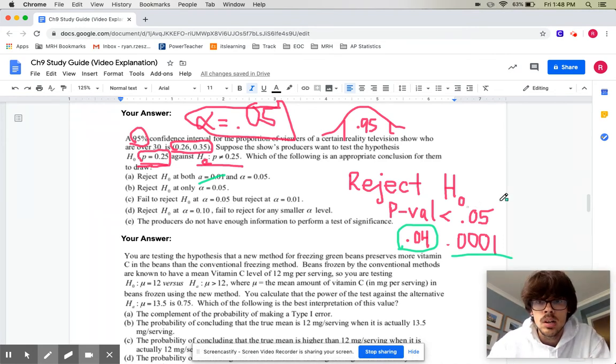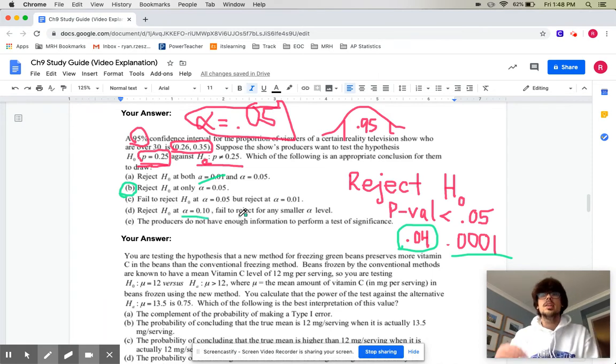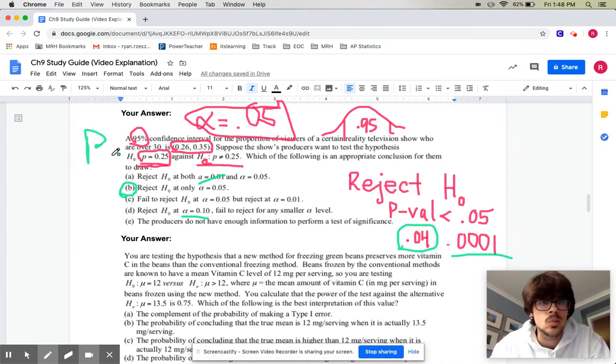All we know is that it's under 0.05, which means the only conclusion I can confidently make in this problem is that I can reject at the 0.05 significance level. If they had an option like on this one, it says 0.10, you could reject at that level too, because 0.05 is lower than 0.10, but there's no other option that says that. So the correct answer on this one is B.